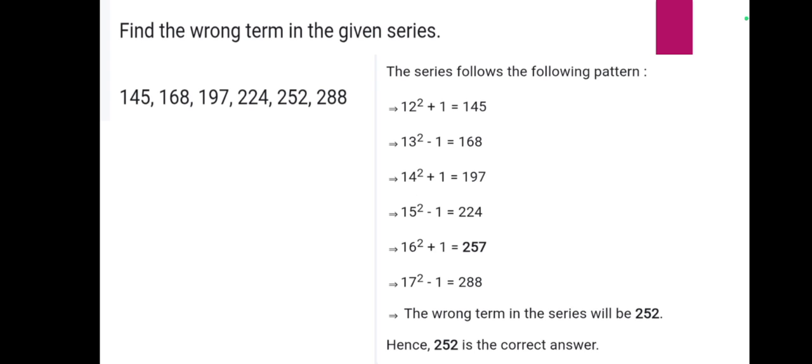Similarly, the pattern follows. When it comes to 16 square plus 1, it should have been 257, but the number that is given in the series is 252. So hence the wrong number is 252.